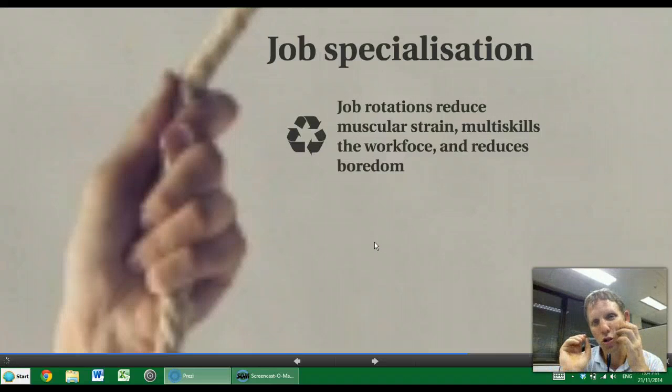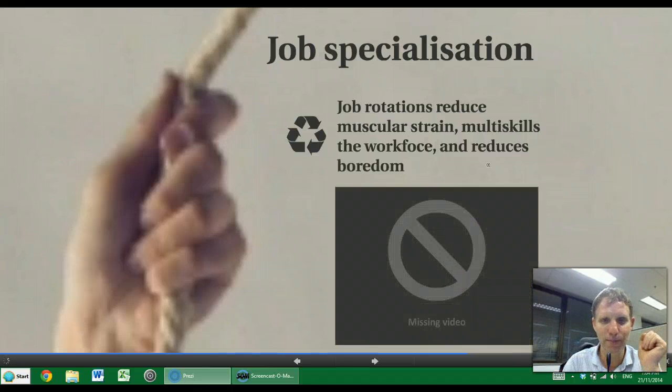So in relation to job specialisation, it's important to remember that while it is efficient, it can have some major impacts. Oh, nasty spelling mistake. I'll need to fix all these next year. It can have impacts on muscular strain and impacts on boredom. And by fiddling with the specialisation so that you can, for example, rotate people through a number of different relatively simple tasks, you can reduce these impacts.